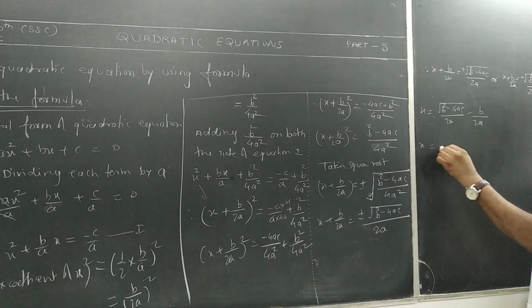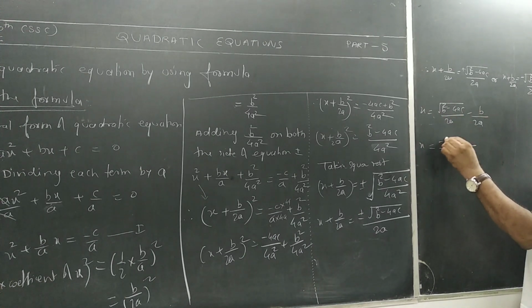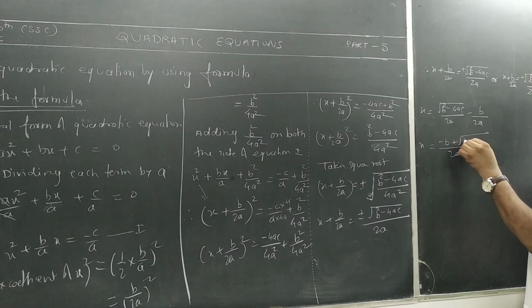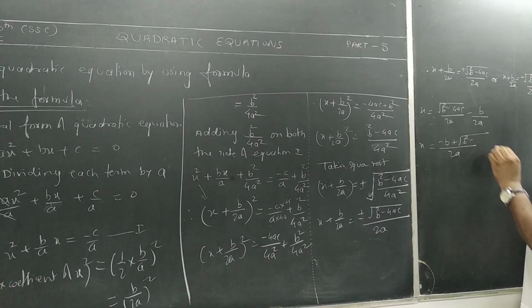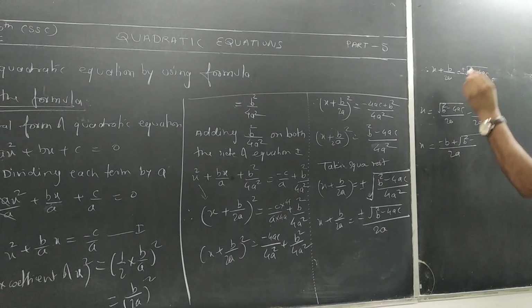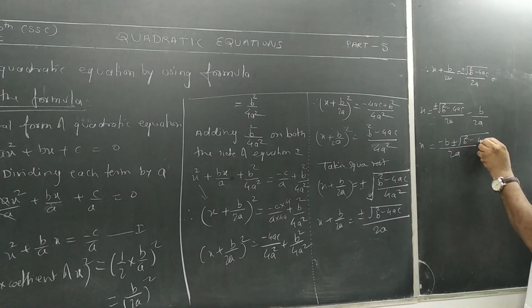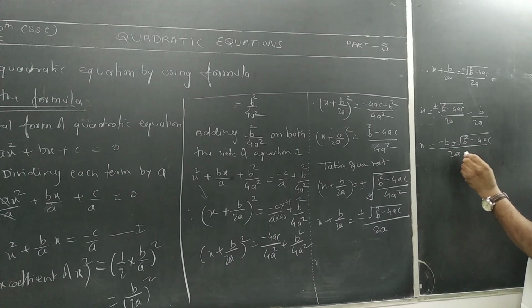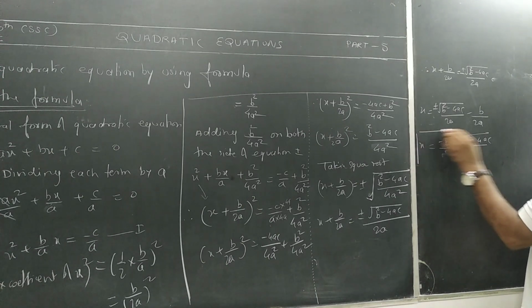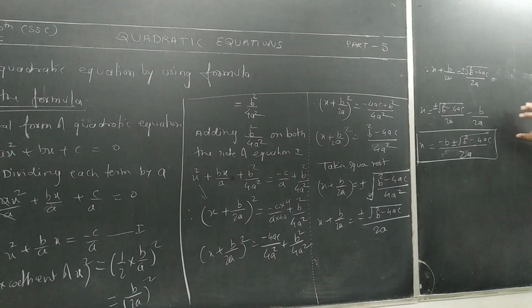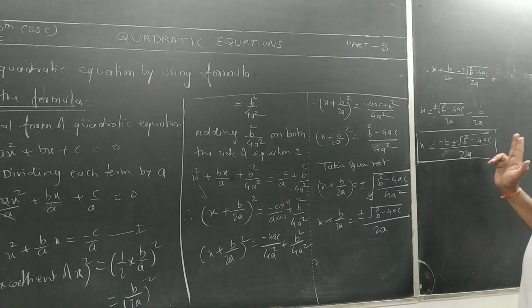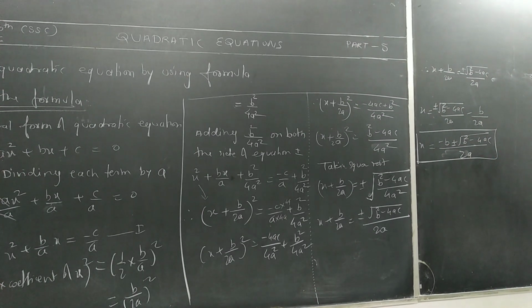So if you arrange it, it is 2a, and this will become minus b plus or minus, okay, we'll do one thing, we'll write plus or minus only. What are you getting then? Plus or minus root of b square minus 4ac upon 2a. This is actually the formula to find the roots of a quadratic equation, the formula to find the answer using the quadratic equation.